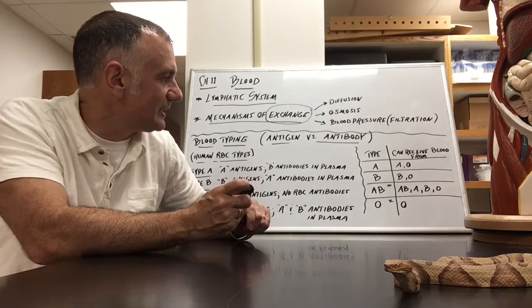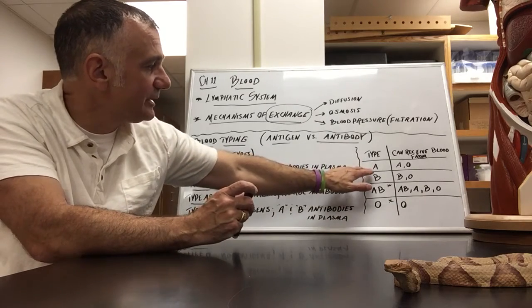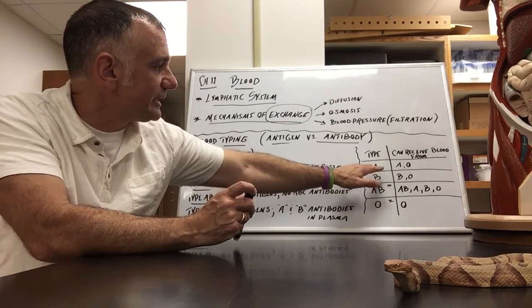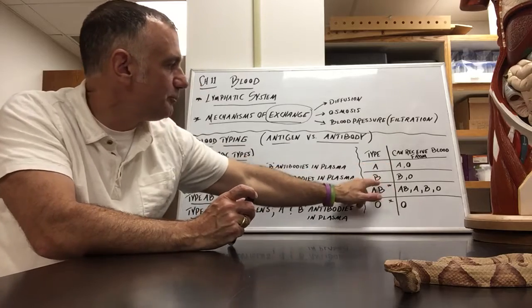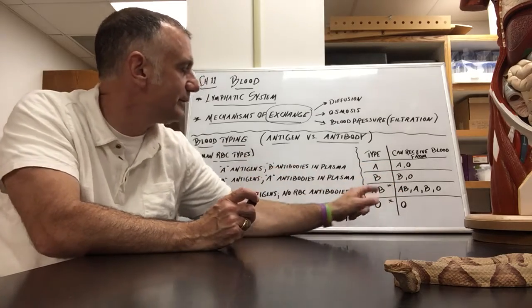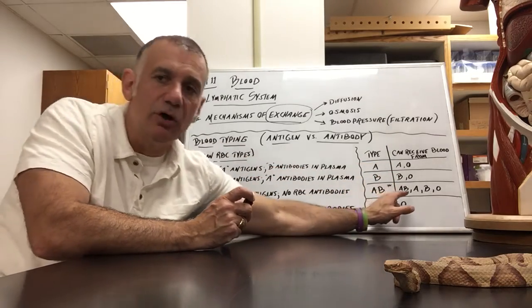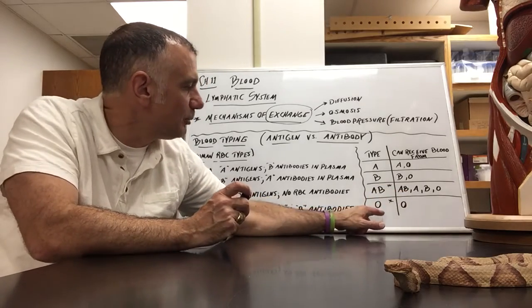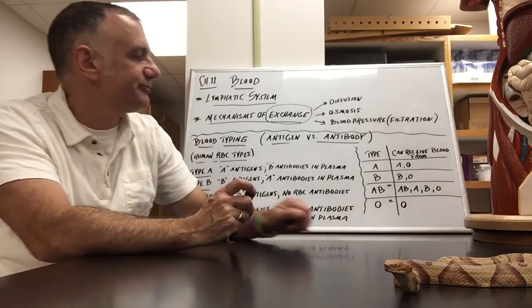But just understand, again, type A blood can get blood from type A or type O. B can get it from B or O. AB can get it from all four types. And type O blood can only get it from themselves.